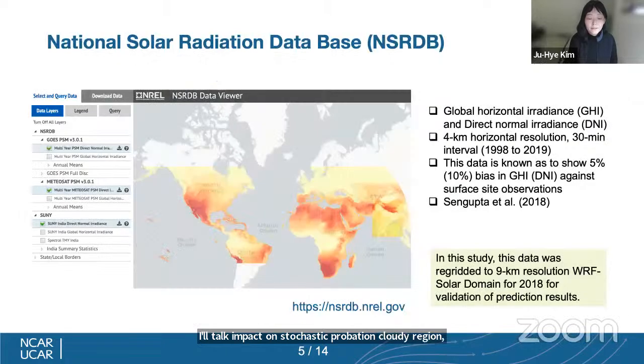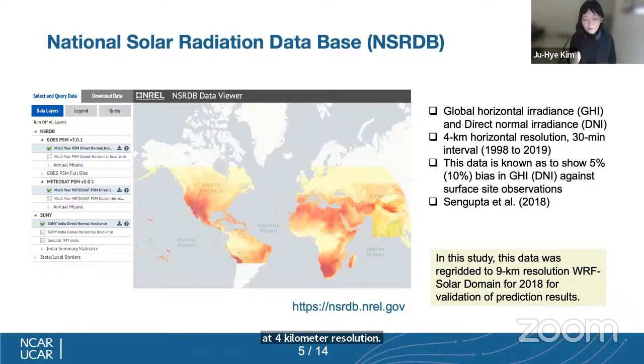And I will introduce the National Solar Radiation Database. This is a satellite-based solar irradiance observation, and it provides the GHI and diurnal information at 4 kilometer resolution. This data is known to show a 5% bias in GHI against the surface site observation. And in this study, this data was regridded to the 9 kilometer resolution WRF-Solar domain for 2018 for validation of the prediction results.